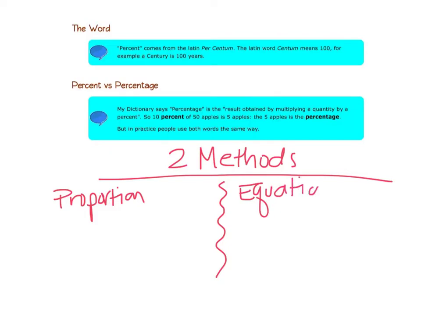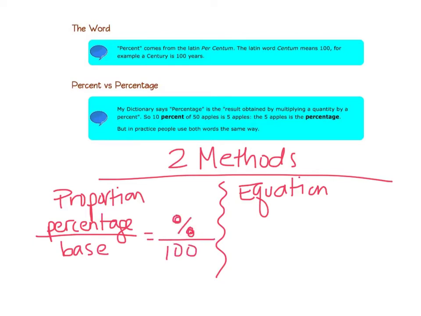And for the proportion method, you have the part or percentage over the base or the whole thing is equal to the percent over 100. And that is the basic percent proportion. Sometimes they call the base the whole thing, so you might say the whole, and the percentage might have been known for you as the part. But either way, those are the words we're going to be using.